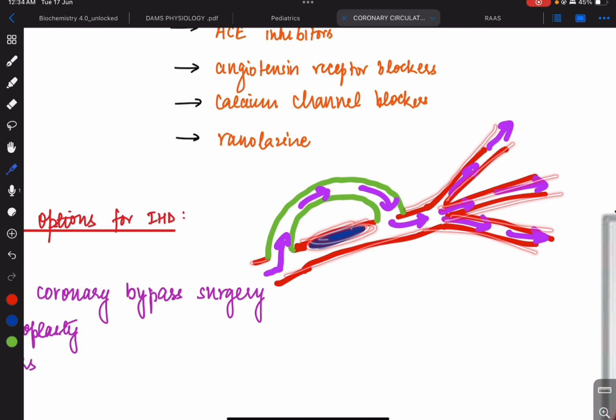So what we do is that we take a suitable vein, basically from the thigh. The most commonly used vein that we take is the great saphenous vein. It is put in such a way that the blood gets shunted from the artery to this vein, and then it bypasses the plaque. So you can see that we have actually bypassed the plaque, and blood flow is occurring easily, and hence it is increasing the blood supply to the heart now, right?